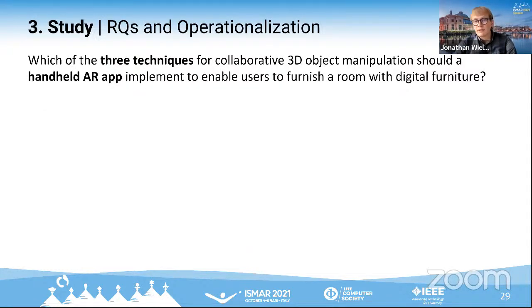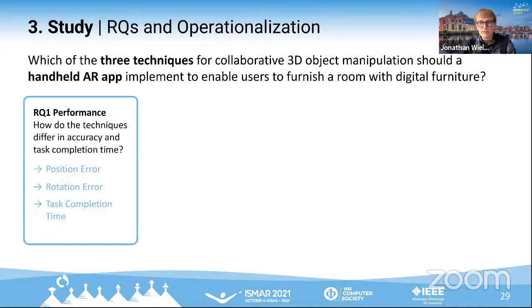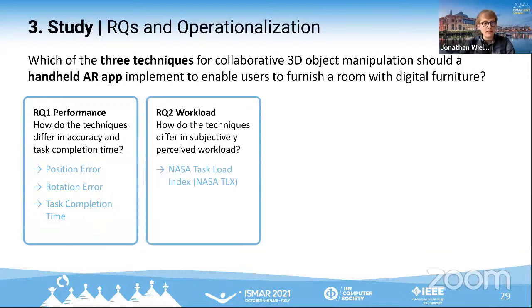For the study, we subdivided our general research question into 3 more specific ones. So at first, performance. How do the techniques differ in accuracy and task completion time? And we operationalized this question over position error, rotation error, and task completion time. Second, workload. How do the techniques differ in subjectively perceived workload? Here we use the NASA TLX to measure subjective workload.